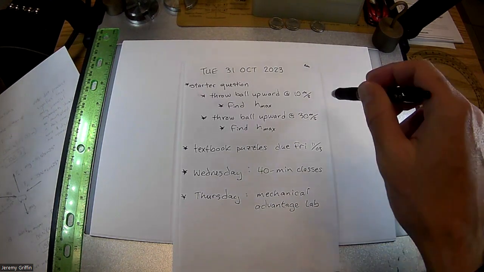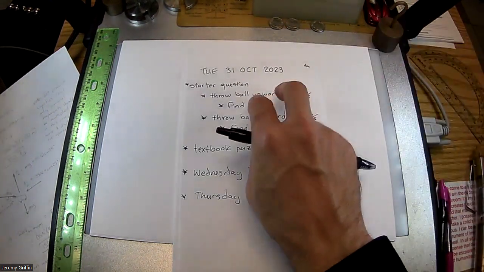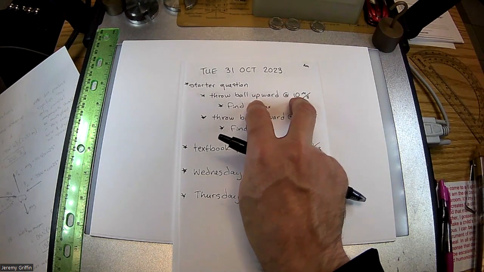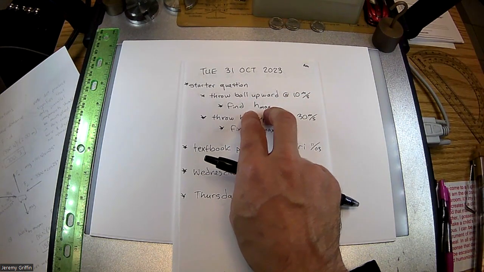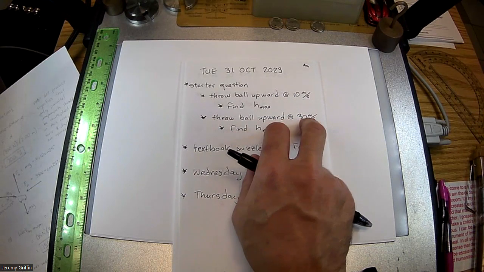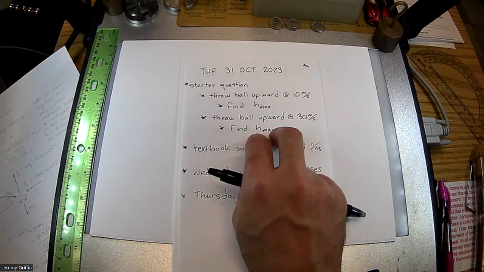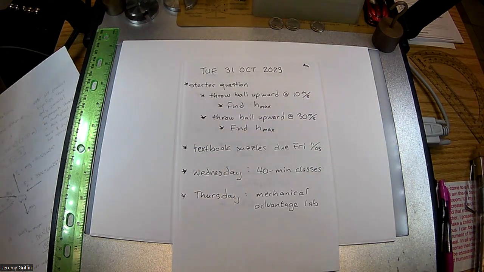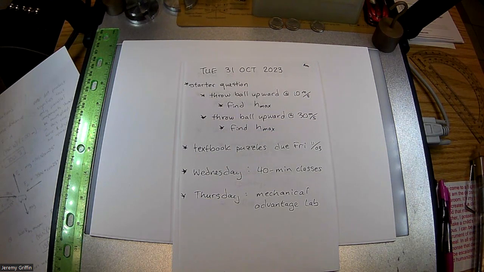All right, so start a question here. You throw a ball straight upward at 10 meters per second. What's the maximum height? And then what if later on you triple that throwing speed to 30 meters per second? What's the maximum height? I think I could have asked you guys that question back in like September, and you guys could have answered that question using kinematic formulas.